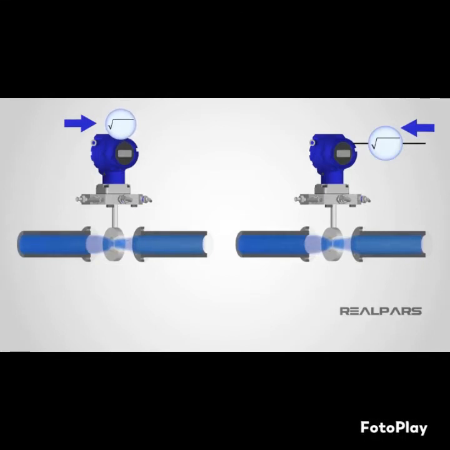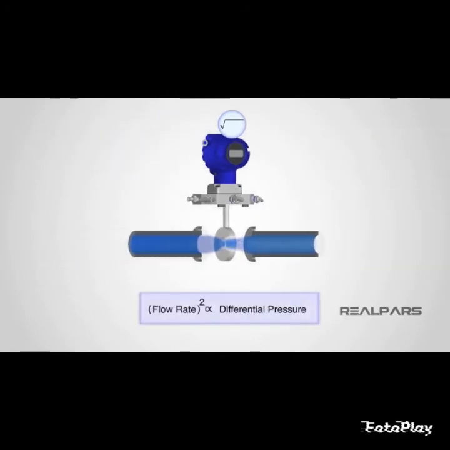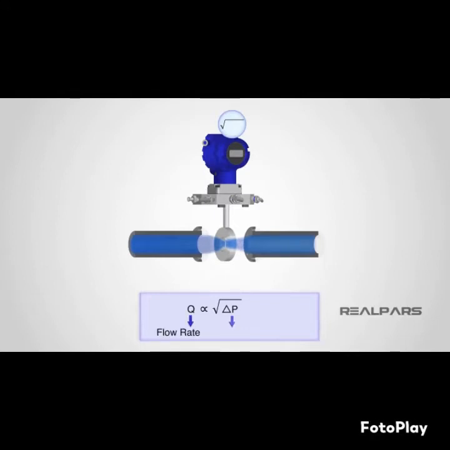Do you remember when we said that the differential pressure is proportional to the square of the flow rate? In fact, the volumetric flow rate is directly proportional to the square root of the differential pressure. You might have seen this equation before, where Q is flow rate and delta P is the differential pressure across the orifice. Let's do some math and see what happens. According to the equation, a flow rate of 90% would produce a differential pressure of 81%.